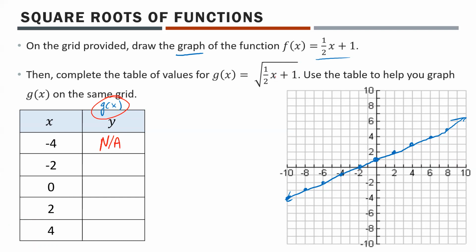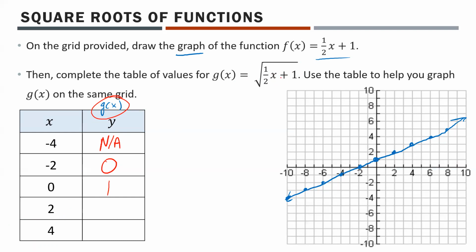If you plug in x is -2, 1/2 times -2 is -1. -1 plus 1 is 0. Square root of 0 is just 0. Interesting, right? Anyway, next one, 0. If I plug 0 in here, we got the square root of 1. Well, that's just 1.